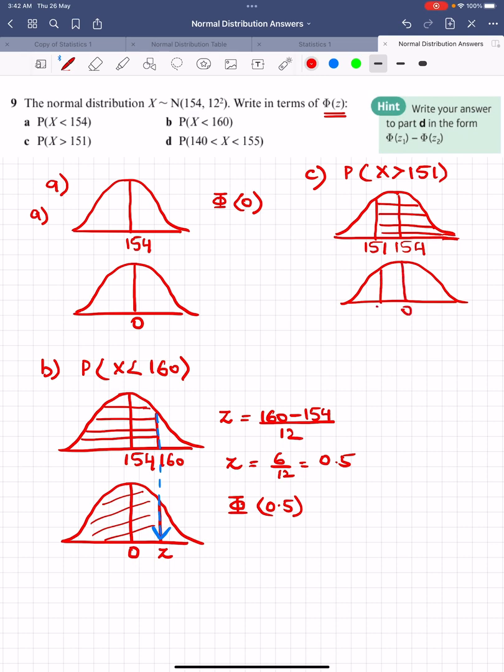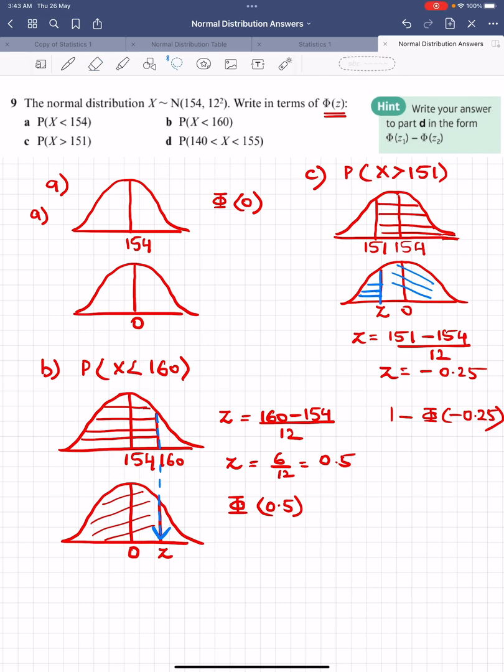Mean is 0. We find the z value. The z value is equal to the observed value minus the mean divided by the standard deviation. So the z value is 151 minus 154 divided by 12, which is negative 0.25. So this would give us the probability of negative 0.25 as the z value, which corresponds to this probability. But we want the probability of the greater region, which is here. So our answer must be 1 minus the probability of negative 0.25.